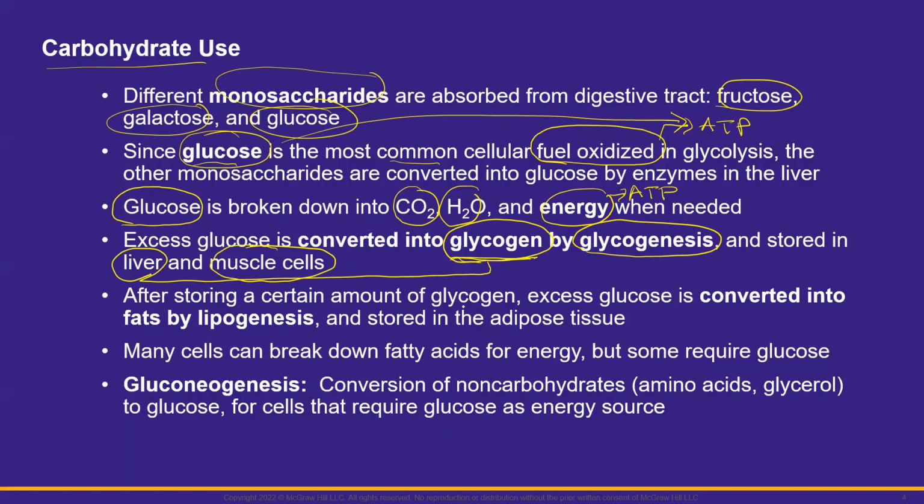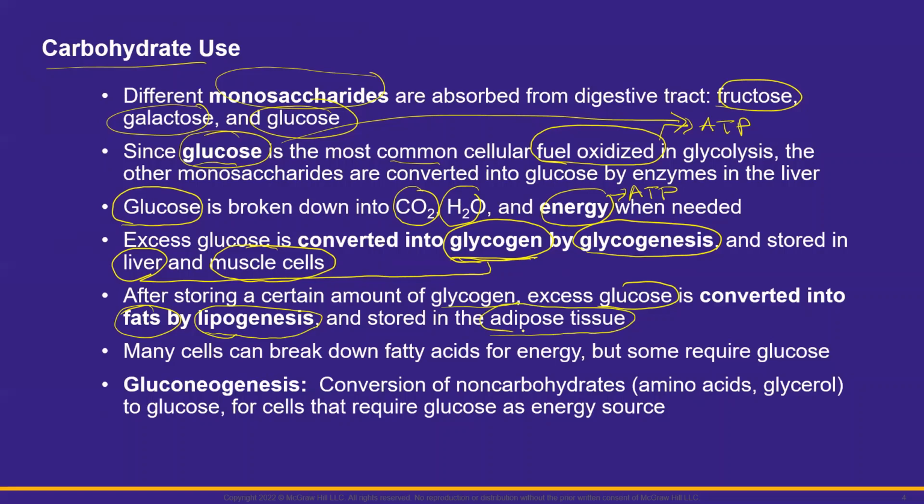After storing a certain amount of glycogen, excess glucose is converted into fat. I just mentioned that this happens by the process called lipogenesis, and it is stored in the fat tissue in our body. It's called the adipose tissue.